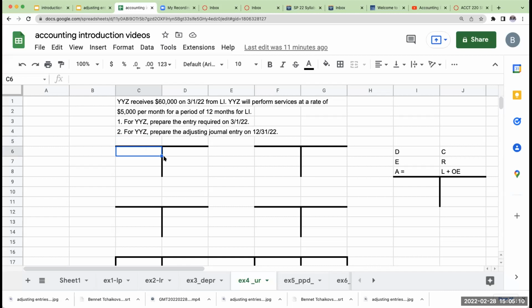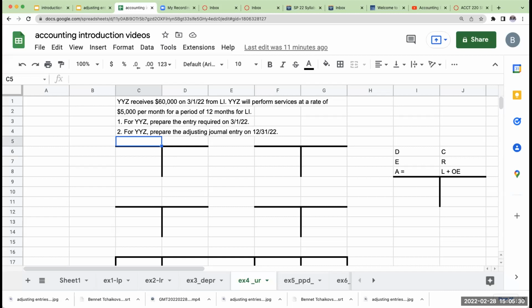So right over here, YYZ received $60,000 on March 1st, 2022 from LI. YYZ will perform the services at a rate of $5,000 per month for a period of 12 months. And then for YYZ, prepare the entry required on March 1st, and then prepare the adjusting journal entry.